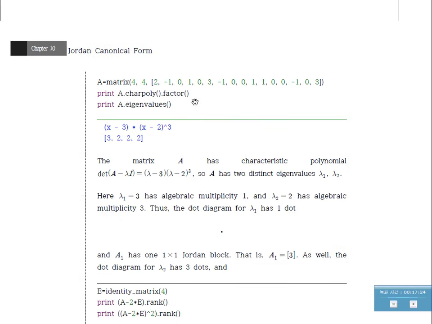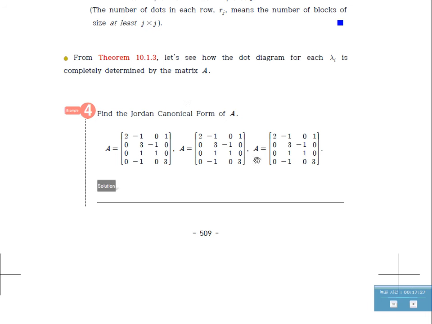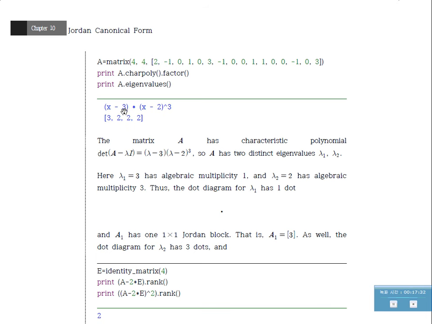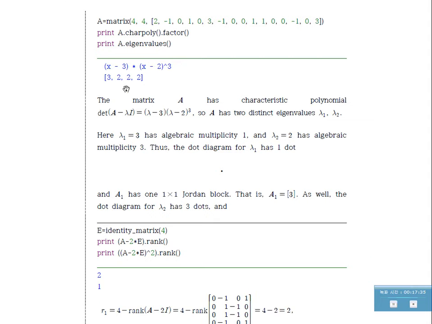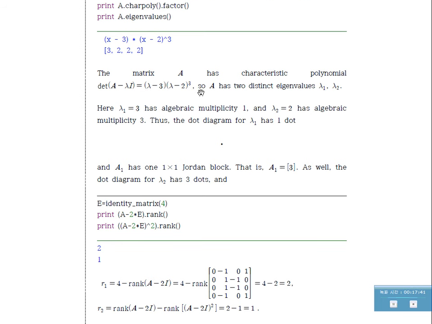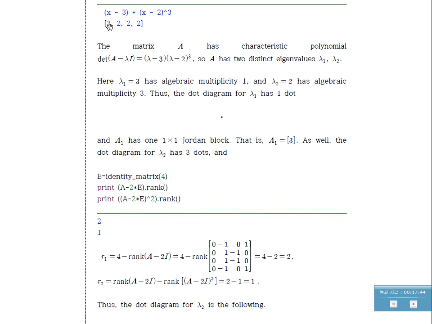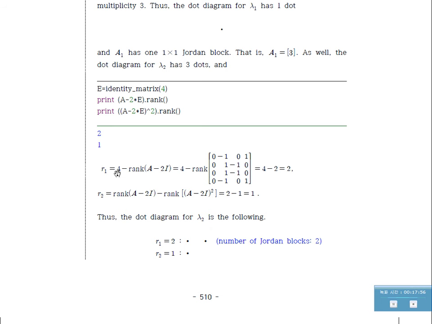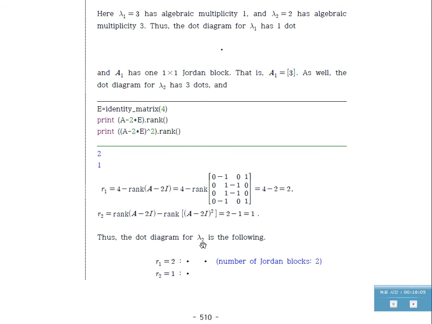So from the theorem, let's see these three examples. For the matrix A for this one, find the characteristic polynomial. Then we have eigenvalues. Here, the algebraic multiplicity of 2 is 3, and the characteristic polynomial has 2 distinct eigenvalues. For lambda equal to 3, this is a singleton eigenvalue. If the algebraic multiplicity is 1, we have only 1 dot. For this, we have 3 dots. How is it located? Find R1, which is 2, so put 2 dots. R2 is 1, so put 1. We have 3 dots. So now we have 4 dots for a 4 by 4 matrix.